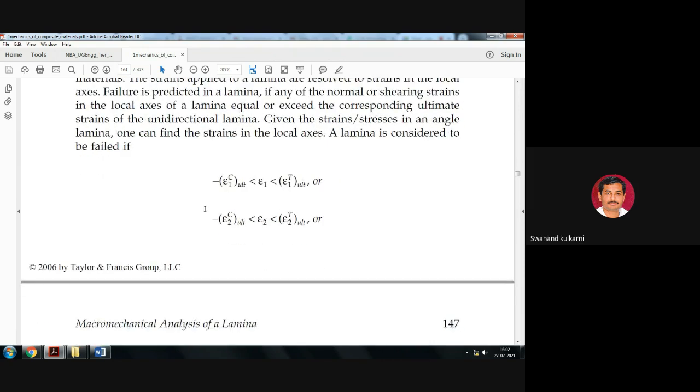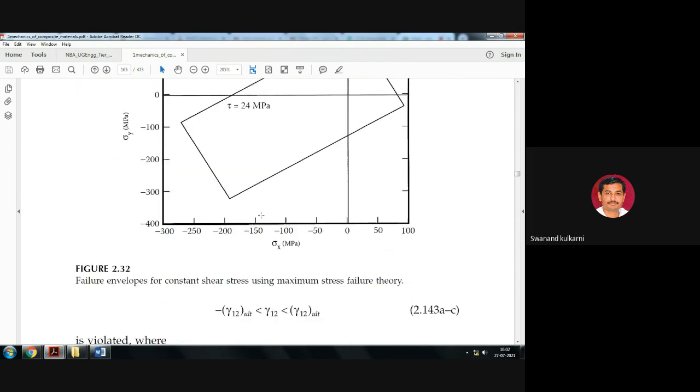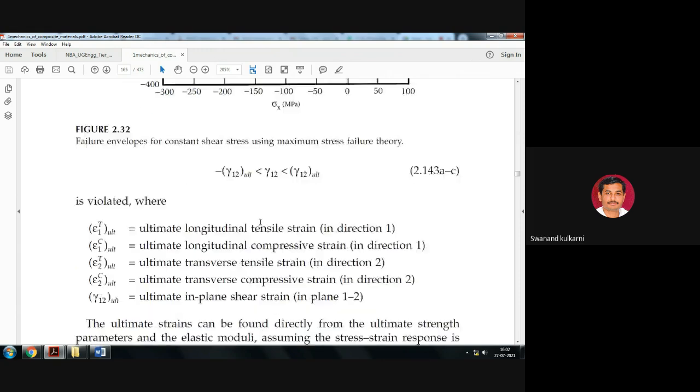Minus epsilon 1 C is less than epsilon 1 is less than epsilon 1 T. Is it okay? So compressive in nature, tensile in nature. For compressive we are using the negative sign. For tensile we are using the positive sign. This strength epsilon 1 is strain, epsilon 2 is strain, and gamma 12 is shear strain. Is it okay? Here we are using the notation gamma 12.